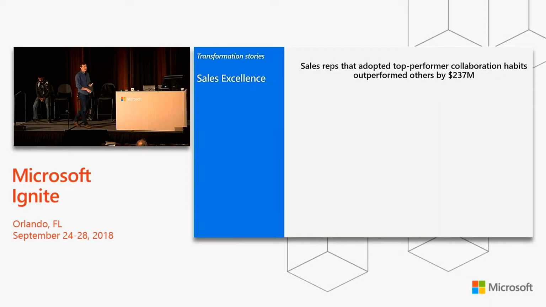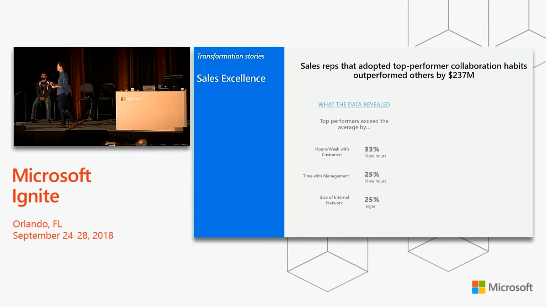Another quick story. We do a lot of work with sales teams. And what we find pretty consistently is that the best sales reps that consistently exceed their quota have very specific collaboration patterns. So, 3 quick examples. Top performers in sales teams tend to obviously have more time spent with customers. That one makes sense. They also get more time with upper management and senior leaders in their company. And lastly, they also have bigger internal networks.